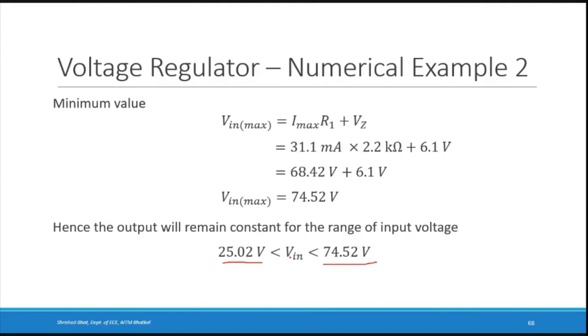That's what we are expecting in a voltage regulator, right? A constant output voltage. But the range of input has to be within this. If it goes below this or above this, we cannot guarantee that our output voltage will be constant. It might vary, right? So that's how we find the range from the given parameters.